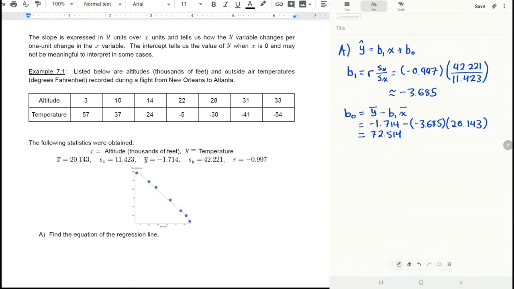And so the equation of the linear regression line is given by y hat equals negative 3.685 times x plus 72.514.